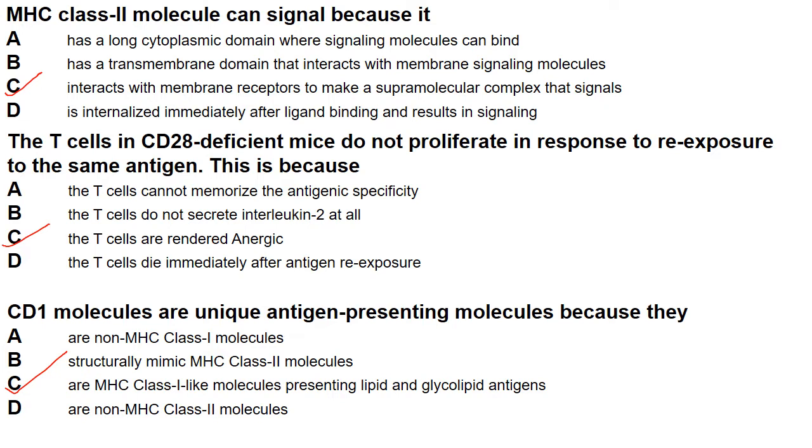Then next one. T cells in CD28 deficient mice do not proliferate in response to re-exposure to the same antigen. This is because CD28 is one of the proteins expressed on T cells that provide co-stimulatory signals required for T cell activation and survival. Both CD4 and CD8 T cells express CD28. Now, stimulation of T cell receptor along with co-stimulatory receptors are required for full T cell activation.